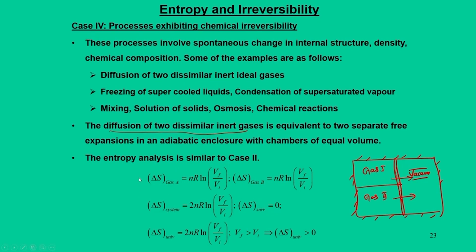So, likewise we can find out for gas A what happens to the entropy change, and for gas B what happens to the entropy change. So, this is for the total change of the system. Then the total change of the surroundings is 0 because there is no q, or q is equal to 0. Then we can find out the entropy change of the universe, and here also it has been found that the entropy change of the universe is always greater than 0.